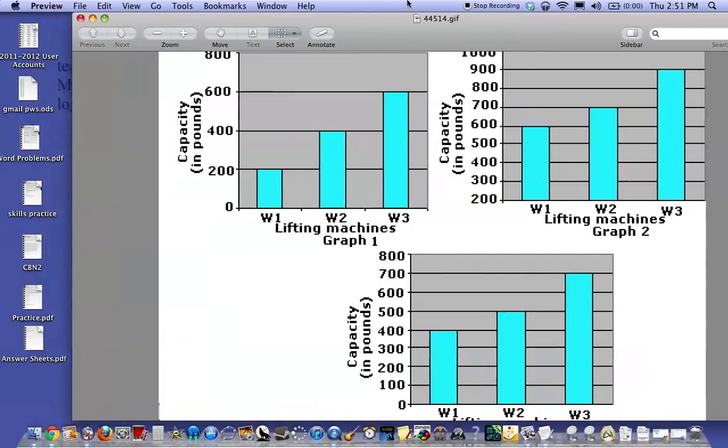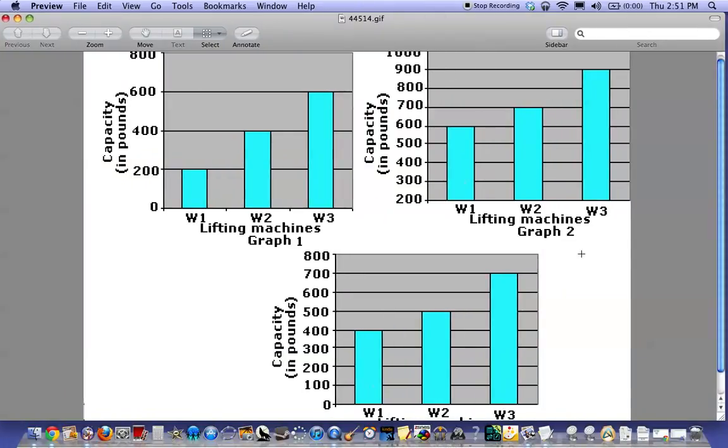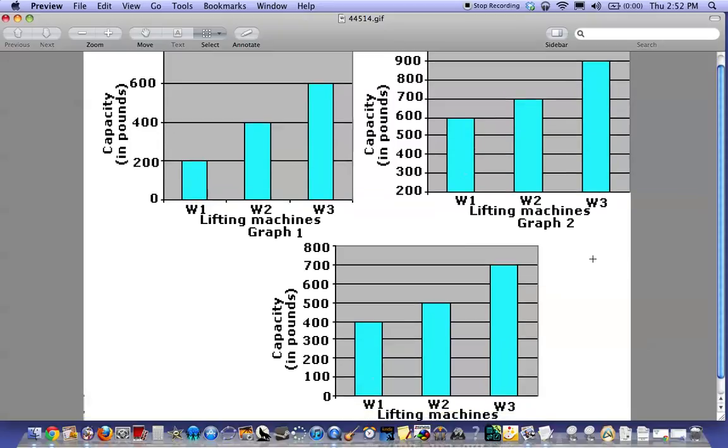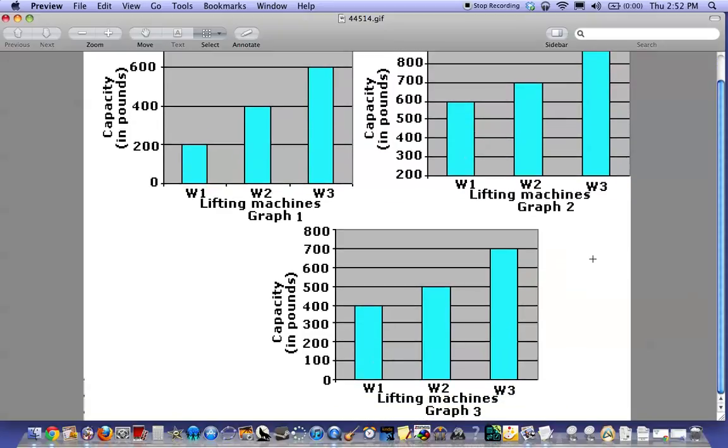I got another picture over here where you have three different graphs that have three slightly different vertical scales. You'll see that this graph, graph 1, goes from 0 to 800, because the max is only 600. This graph went from 0 to 800. Over here, this graph went from 200 to 1000, so this graph did not start at 0 here in graph 2. And down here in graph 3, we're going from 0 to 800 again.